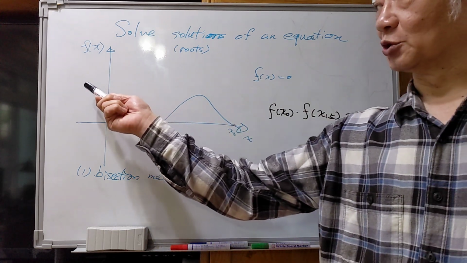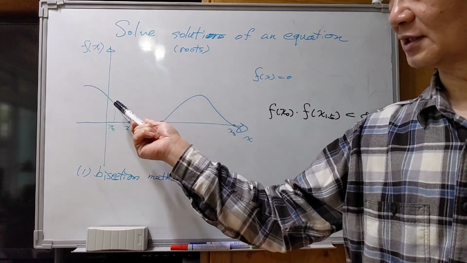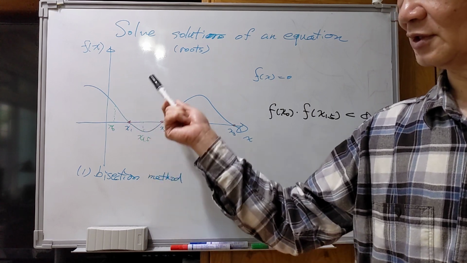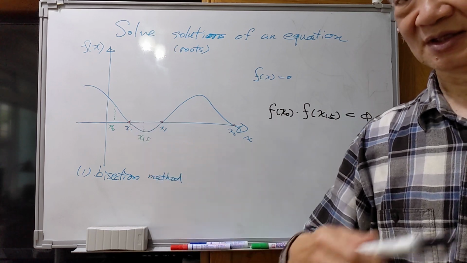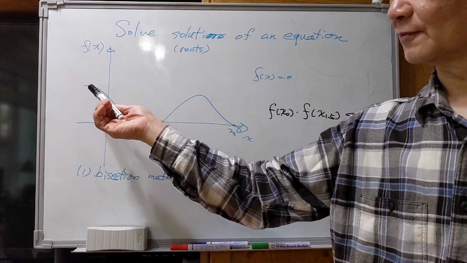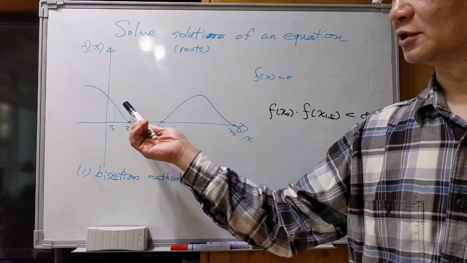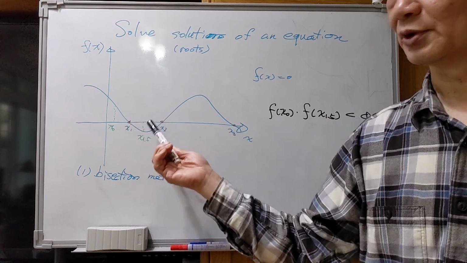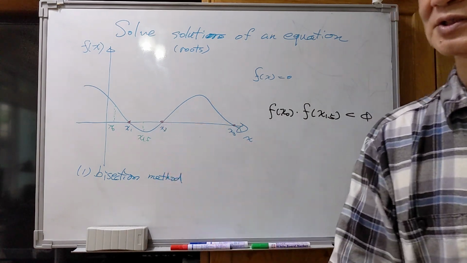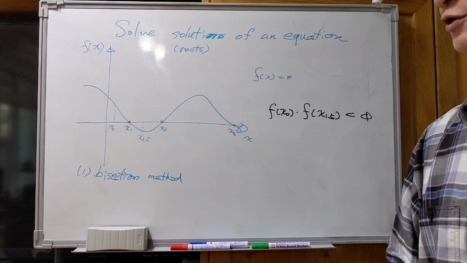And usually it is required that f of x must be a continuous function. So if you draw the function line, you cannot have discontinuous conditions between these 2 points. As long as f of x is a continuous function, and we also know that at these 2 points we have different signs for the function values.